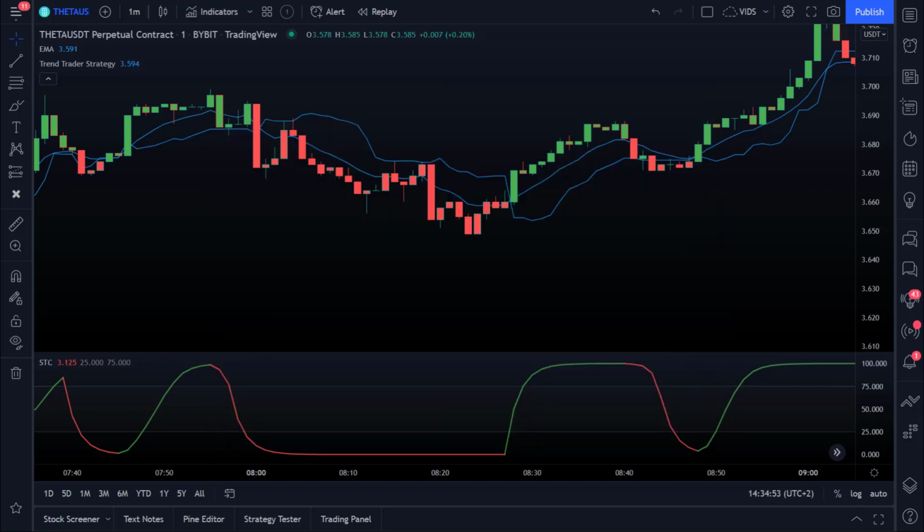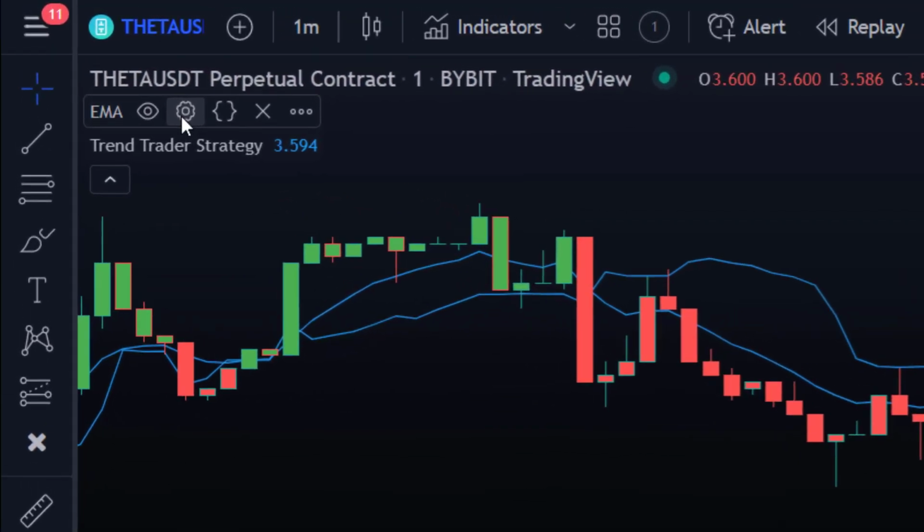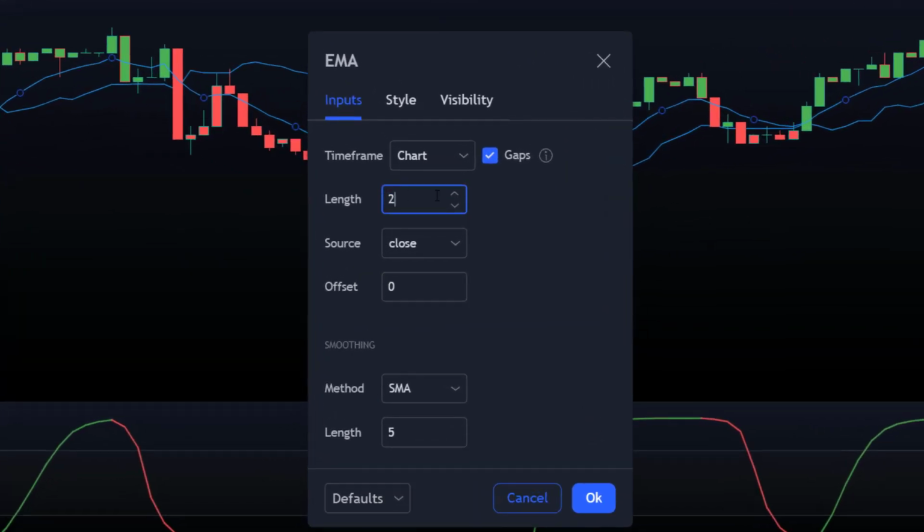We will adjust the EMA indicator. Press settings and change the length to 200 and make the color white. Your screen should now look like this.